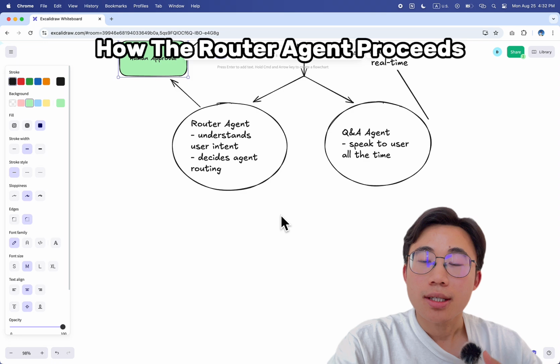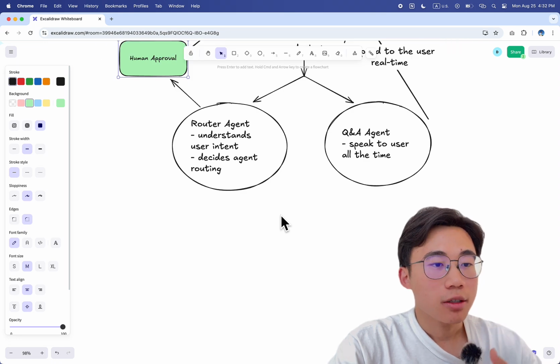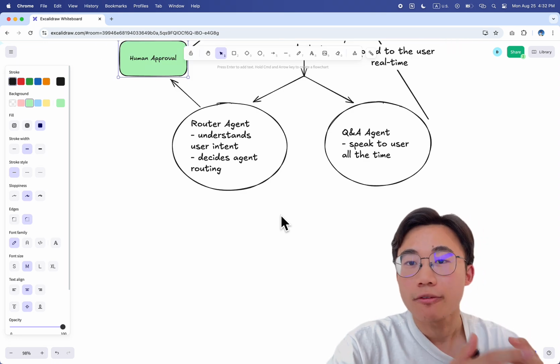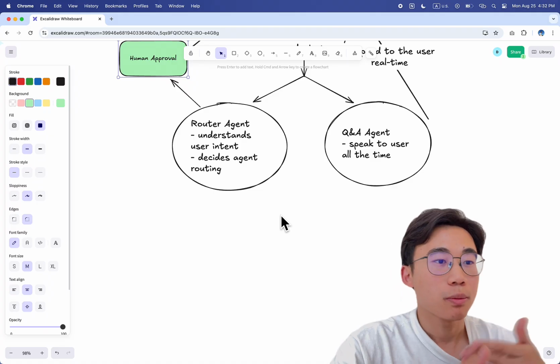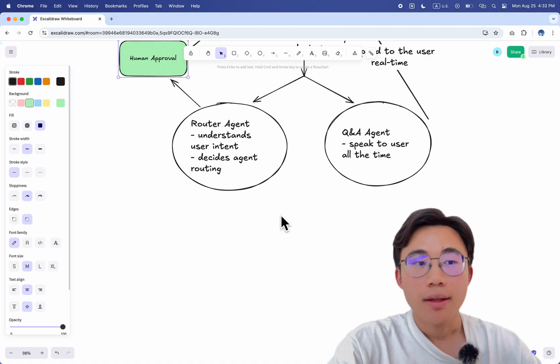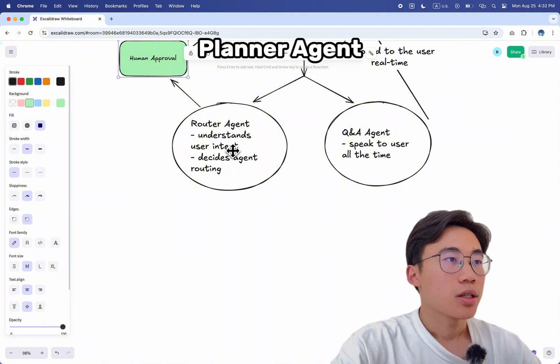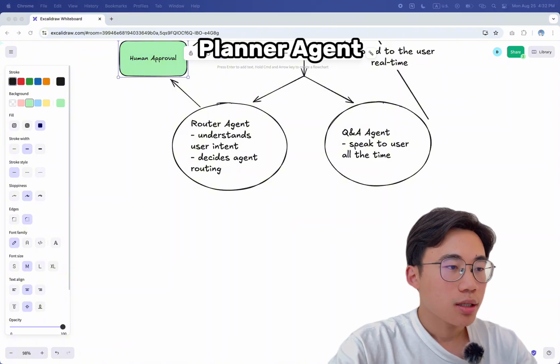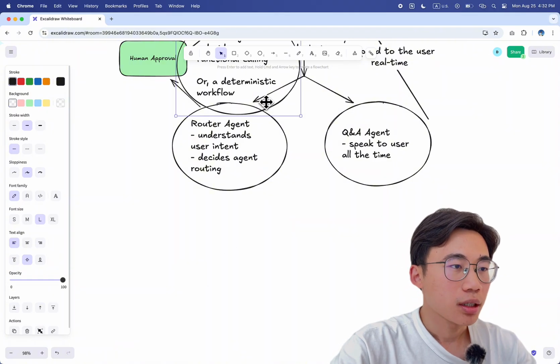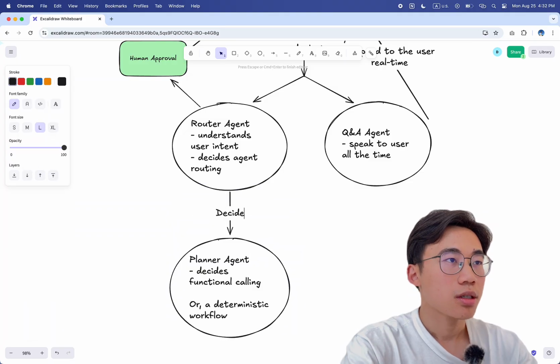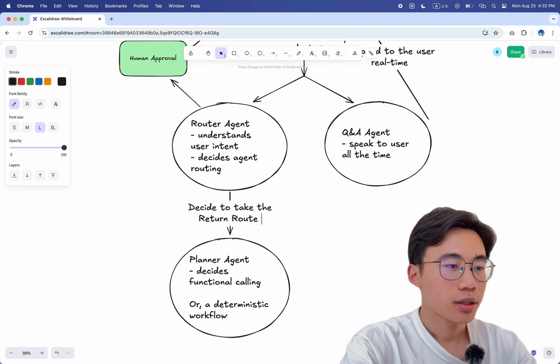If the router agent decides now that this is a valid request, and let me just double check if it fits with our policy so that I will process the rest of the steps for you, then we will allow it to move on to the next step, right? So the next step, we're calling it a planner agent. Let me just move it back here. Decide to take the return route action.